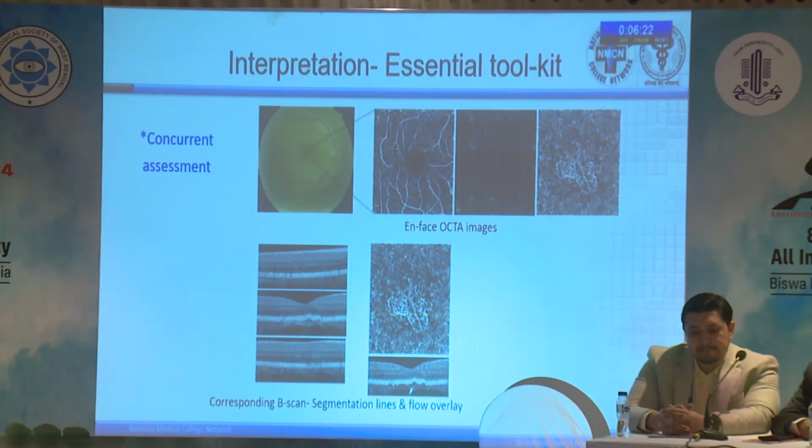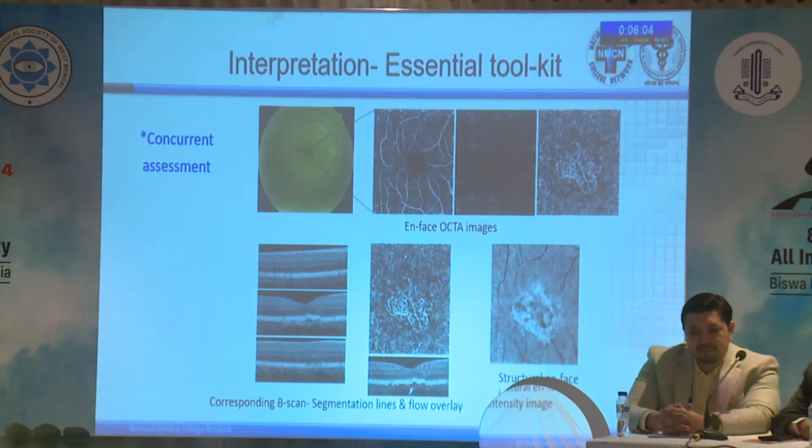And then you also check the flow overlay, because sometimes the abnormality may be very minute, an abnormal membrane may be there which may be very small, but you may still be able to pick up flow on the OCT overlay, and that will be depicted by the hot color red.